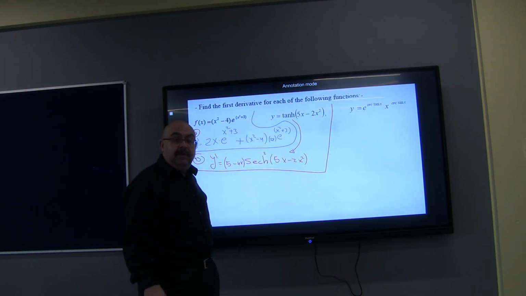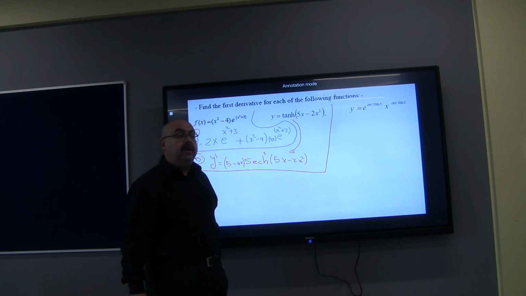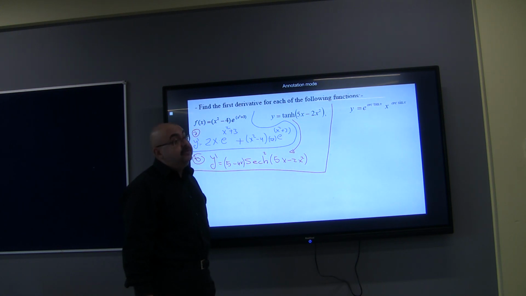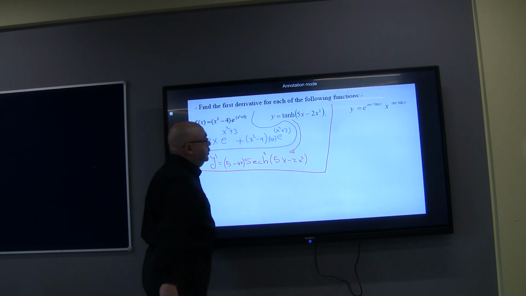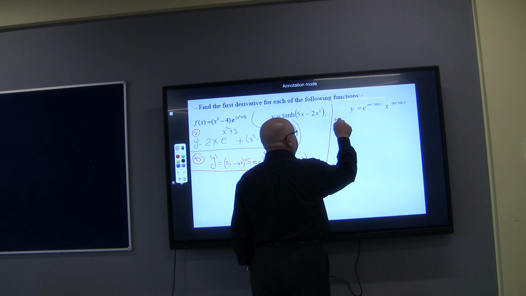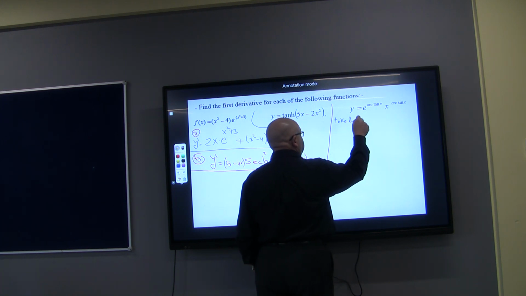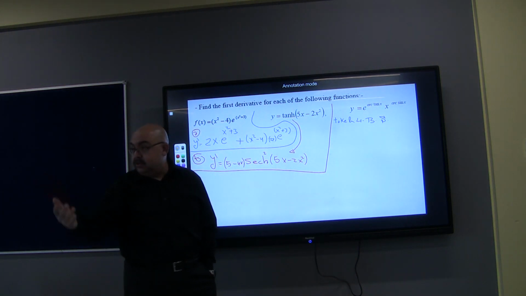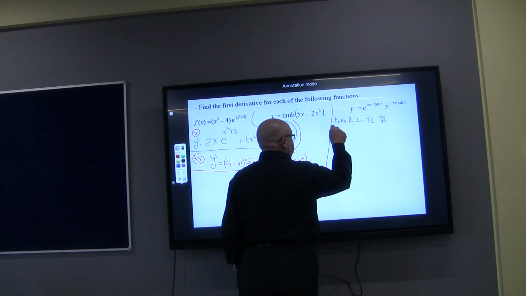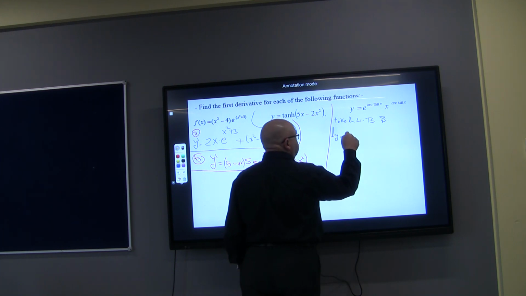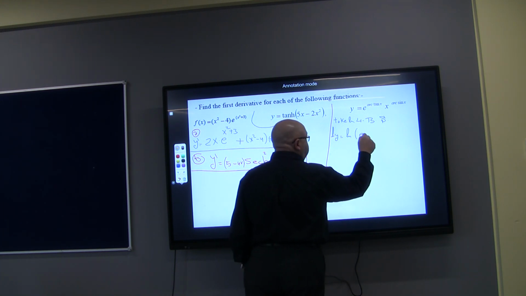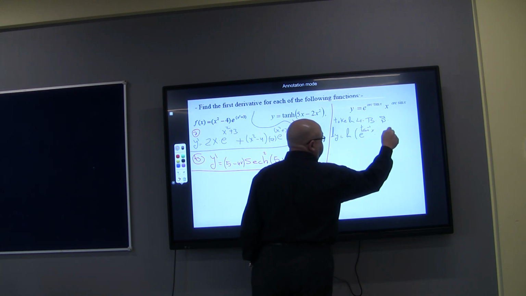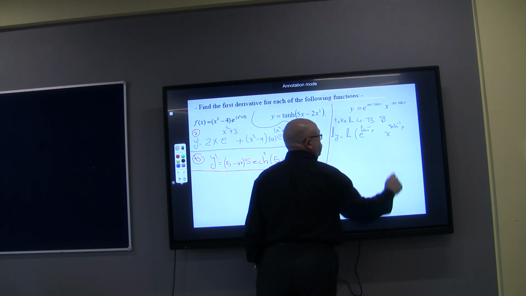The last one, how do we go through the last one? We will have to use the logarithmic function. I will take, first of all, ln for both sides. If I take ln for both sides, what's going to happen? It's going to be ln y, which is going to equal the ln of e to the power of arctan x times x to the power of arcsin x.